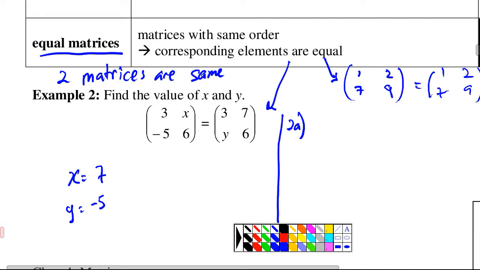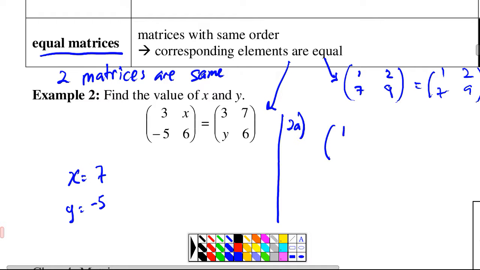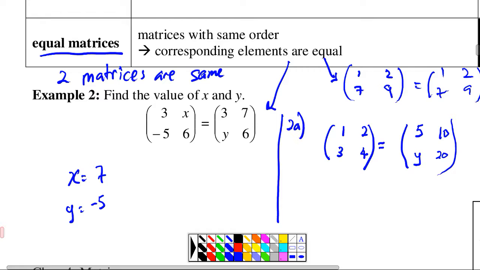Can you copy example 2a? Let's say I have 1, 2, 3, 4 equal to 5, 10, y, 20. Now, can I just say equal, right? Y equals 3? No, cannot. 3 times 5, 15. There is a times something.